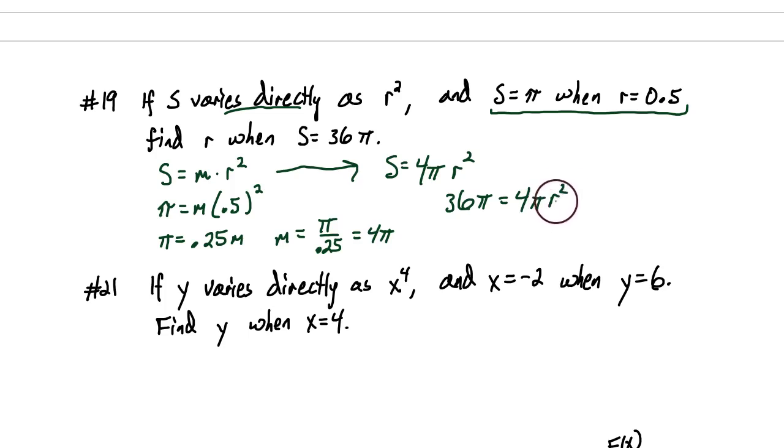Let's first get the r squared alone by dividing both sides by 4 pi. 36 pi divided by 4 pi makes 9. And on the right side, the 4 pi cancels away and you're left with r squared. Now let's solve this equation by taking the square root of both sides. We discover that r could be positive 3 or r could be negative 3.